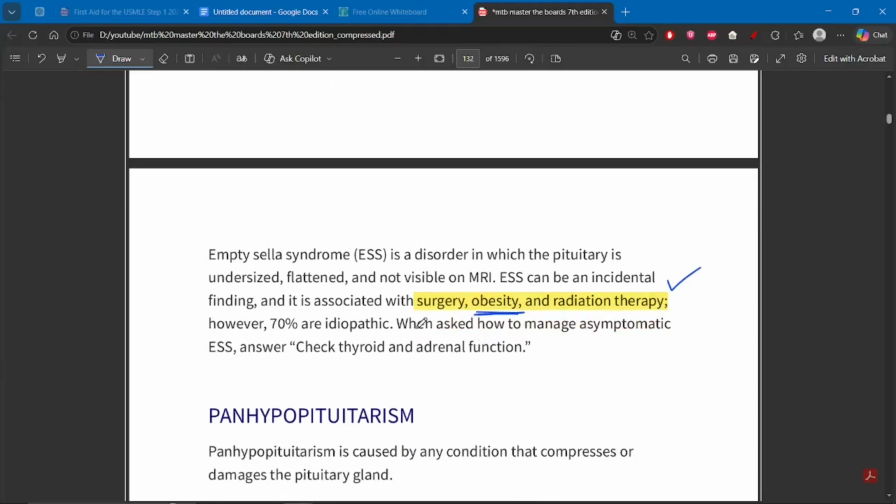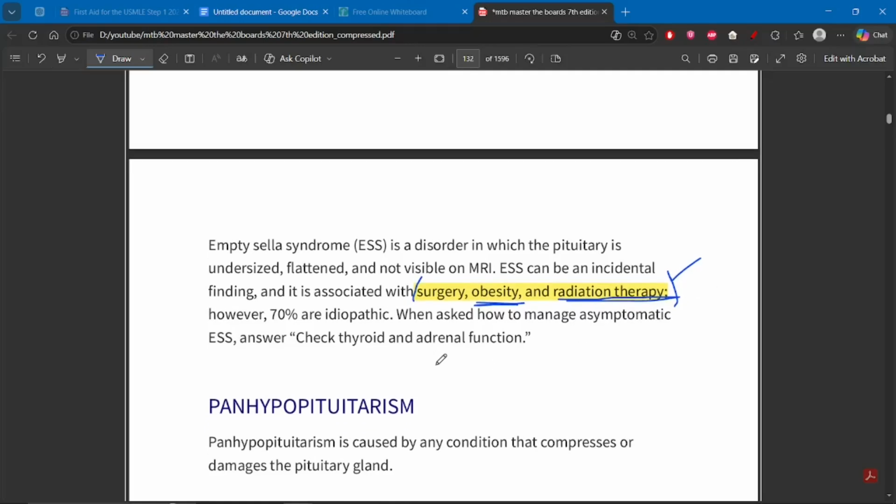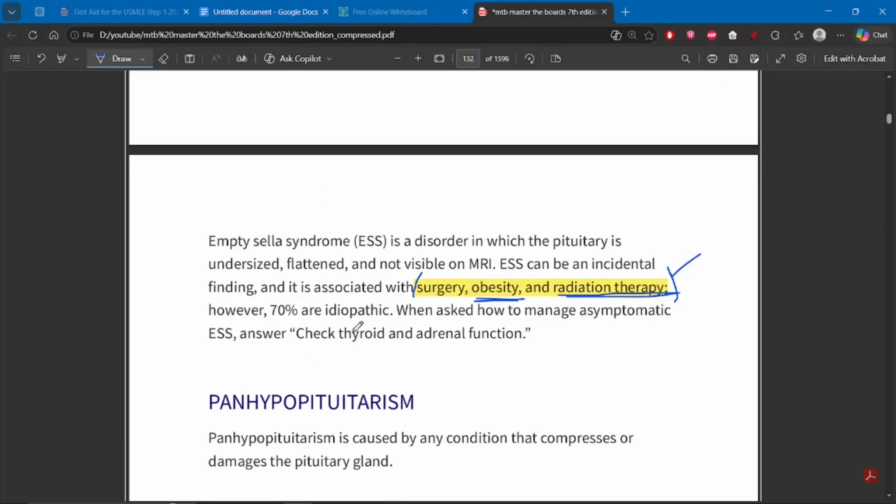So the patient was obese, and an MRI was done for some reason, and the sella turcica was empty. Radiation therapy is another important one. They do tend to ask questions on this topic, so you need to keep in mind all three of them are important causes and potential clinical questions. However, 70% are idiopathic.